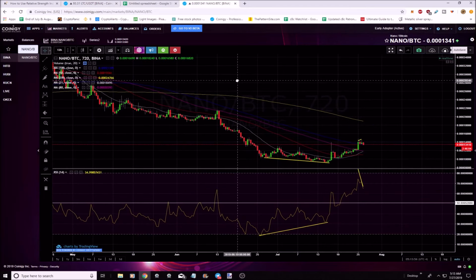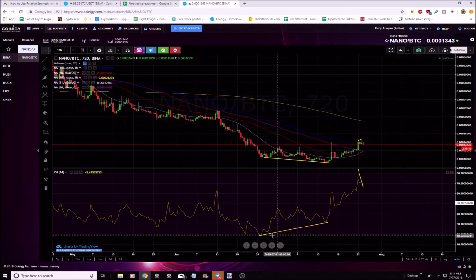Now this is Nano. Here you got a downtrend in the price action, and you've got an uptrend in the RSI. So this means it's bullish divergence. Whichever direction it's sloping, if it's sloping up here, it's bullish. If it's sloping down, it's bearish.